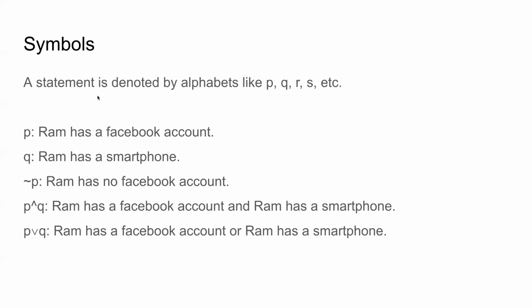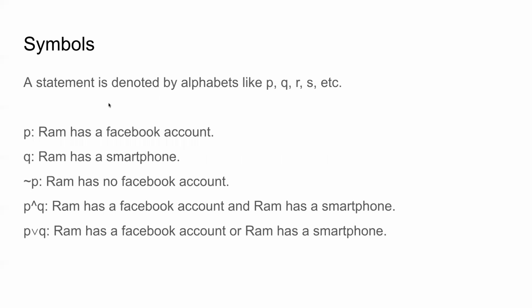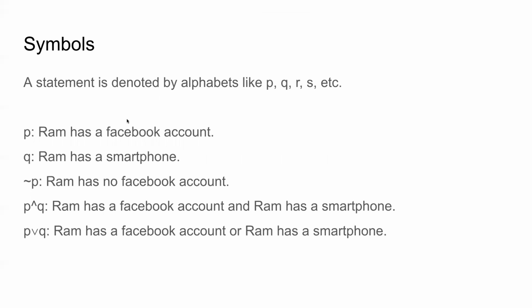Let's introduce some symbols, because when we go through analyzing the validity of an argument, using symbols comes very handy, because we don't have to write these long statements. So these are the symbols to denote a statement. To denote a statement, we use letters like P, Q, R, S. So Ram has a Facebook account, this statement we can denote with the letter P. Ram has a smartphone, this statement we can denote with the letter Q.